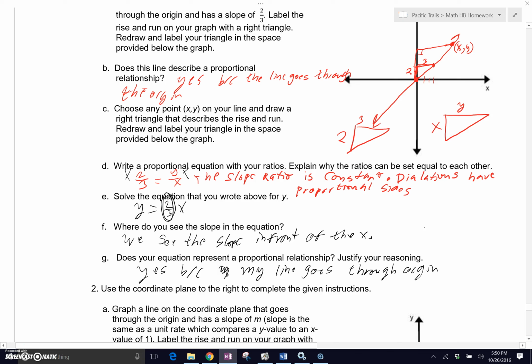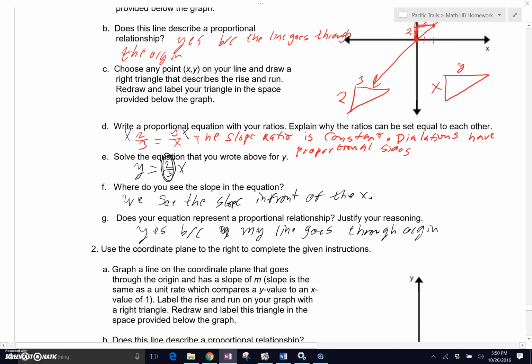Sorry, my handwriting's so messy. I'm writing on a screen that's upwards and not flat.